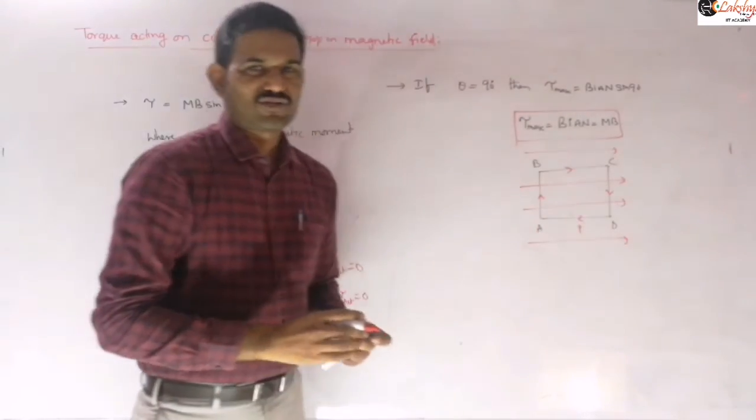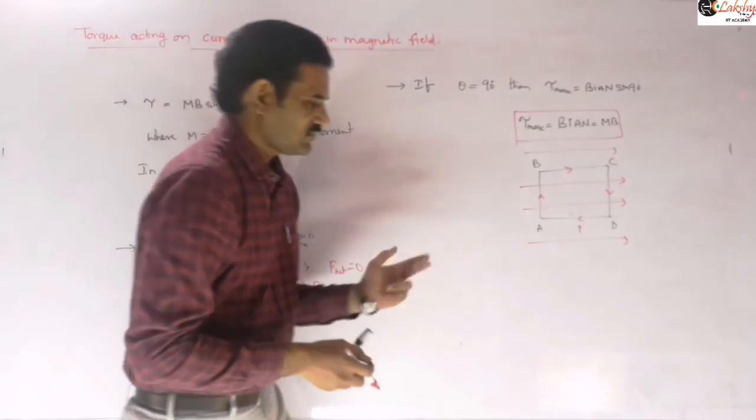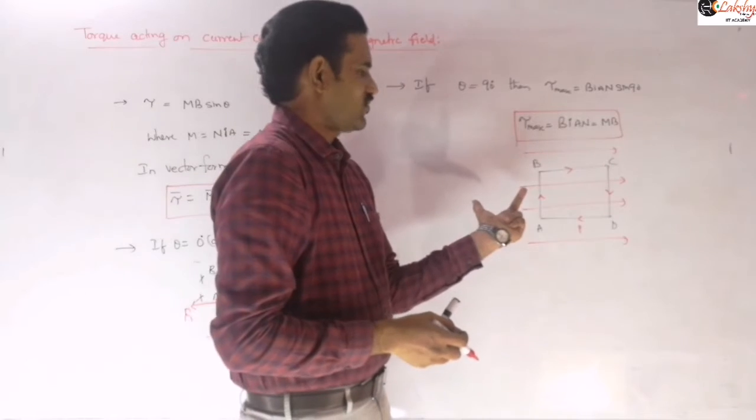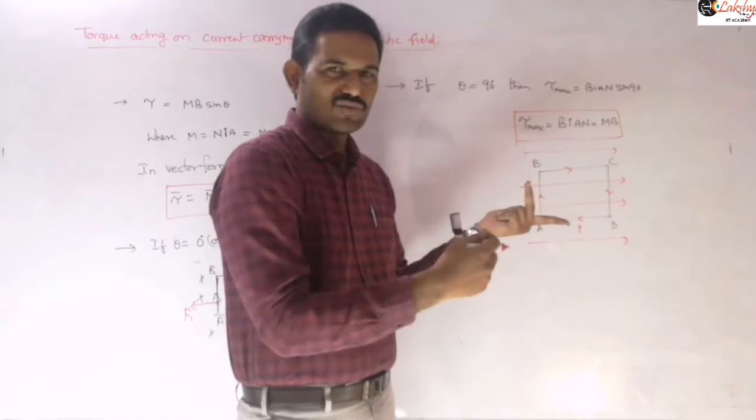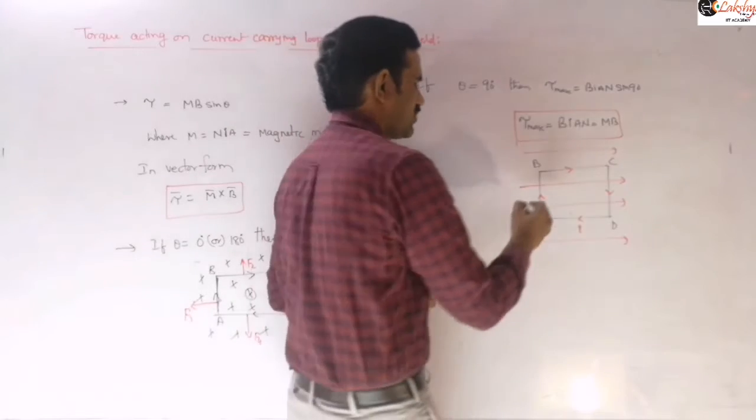Now identify the direction of the forces acting on this. On AB, if I consider, AB will be along this direction. Field is inwards and current is flowing here. So you will get the magnetic force acting on AB as into the plane.